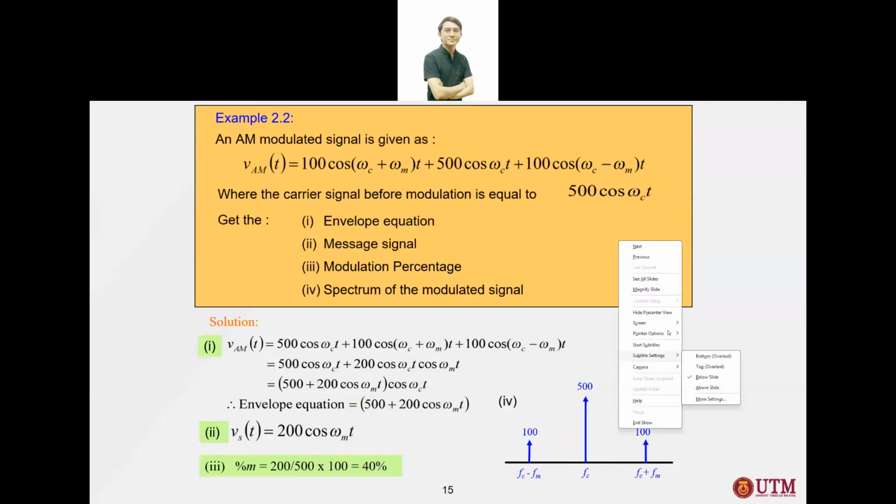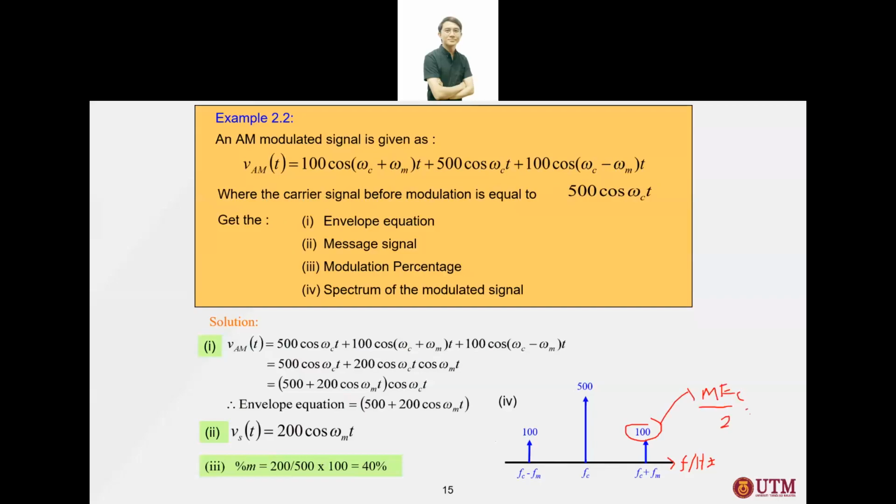And then spectrum of the modulated signal. So make sure when you are answering later, please label properly. This one is FM, or hertz or kilohertz, whatever depends. So this is how your spectrum looks. Spectrum is frequency domain. Waveform is time domain.